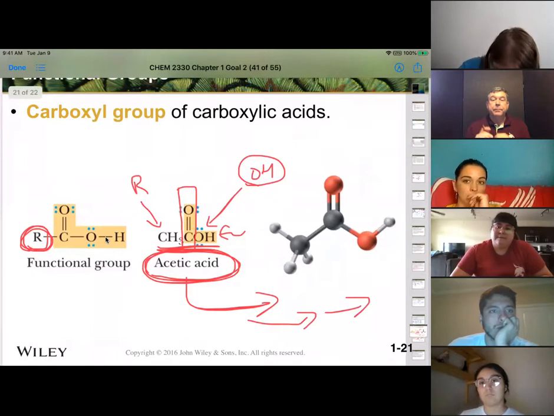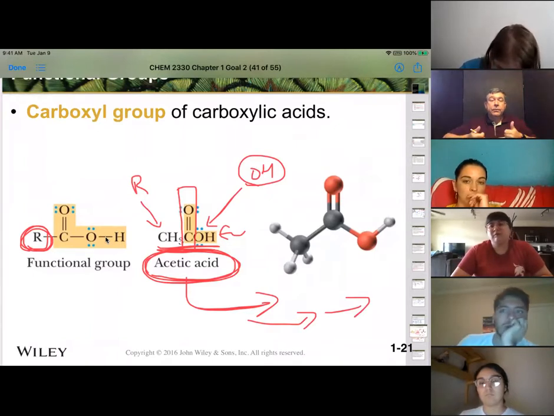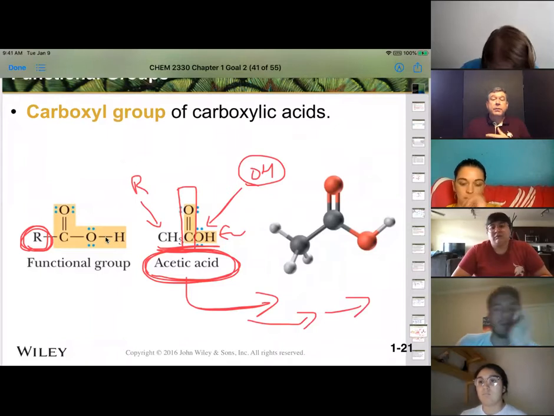Okay, questions about those functional groups. Those are the first functional groups we need to make sure we know because we're going to be using them in the next few chapters.